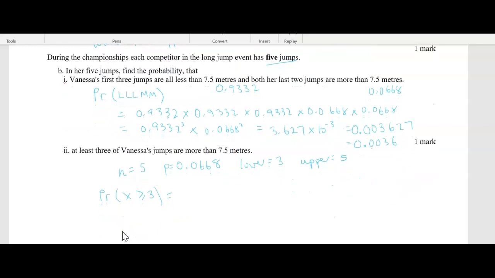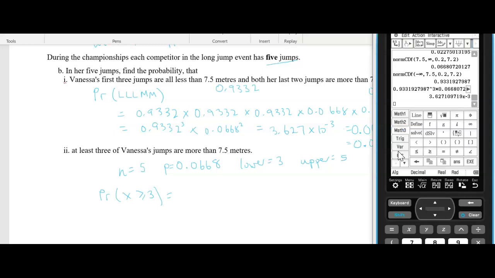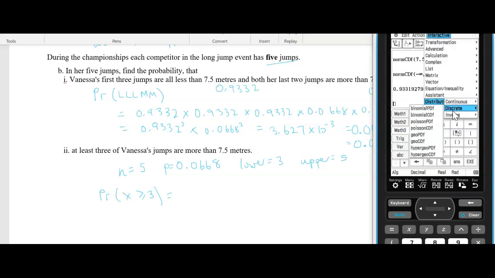Okay. Sorry, I was just thinking about whether it was right from the start, but it looks good. Okay, so we don't want discrete.